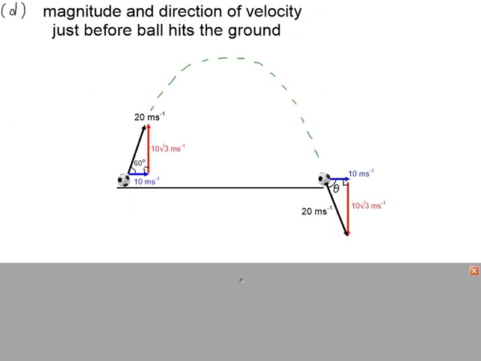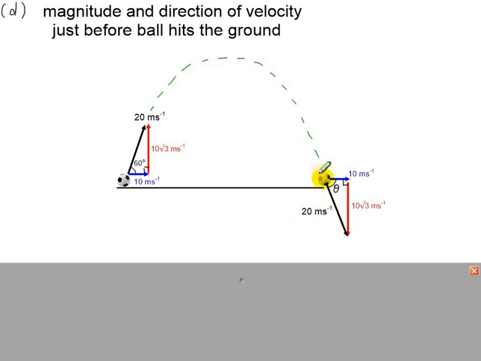Part D, to calculate the magnitude and direction of velocity just before the ball hits the ground. So we're at this point, again, because the ball is at the same level horizontally as where it took off from, the vertical magnitude for velocity is the same here and here. The horizontal one doesn't change anyway, that's 10, that's still 10, which means this triangle and this triangle are identical. So the components for the horizontal and vertical velocities are identical.